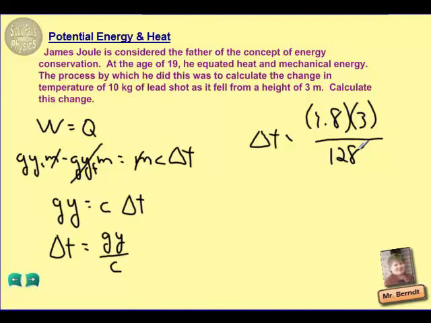If we go ahead and solve this, we end up with a change in temperature equal to 0.23 degrees. Now this can be either Celsius or Kelvin because the size of the degrees is the same for both. I prefer Kelvin.